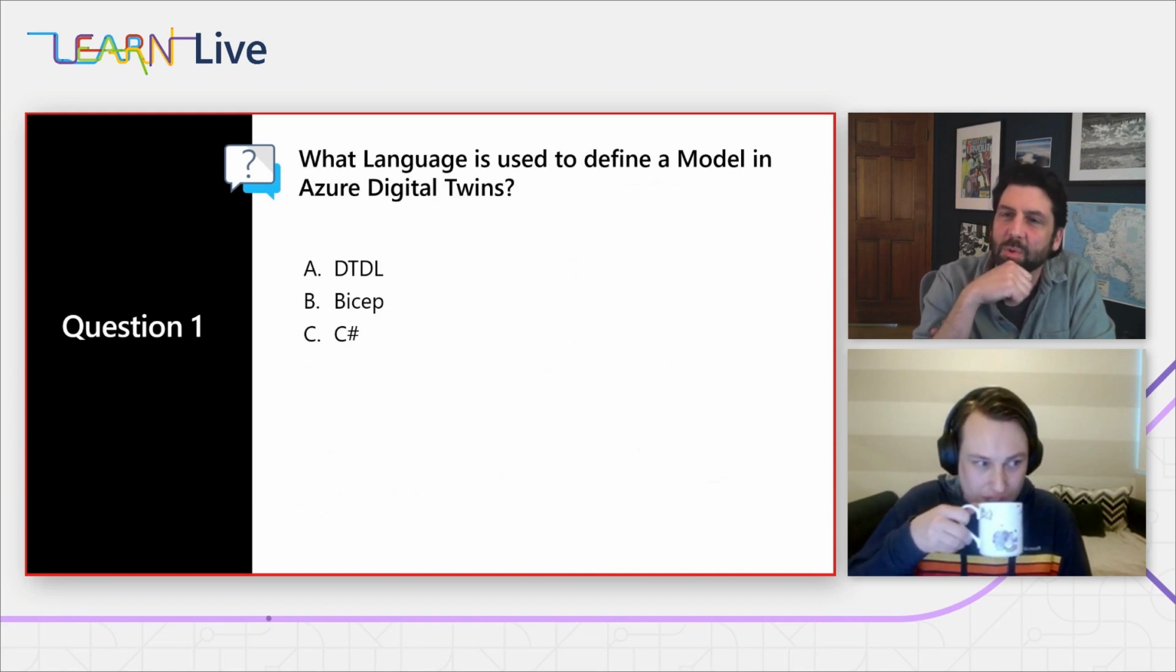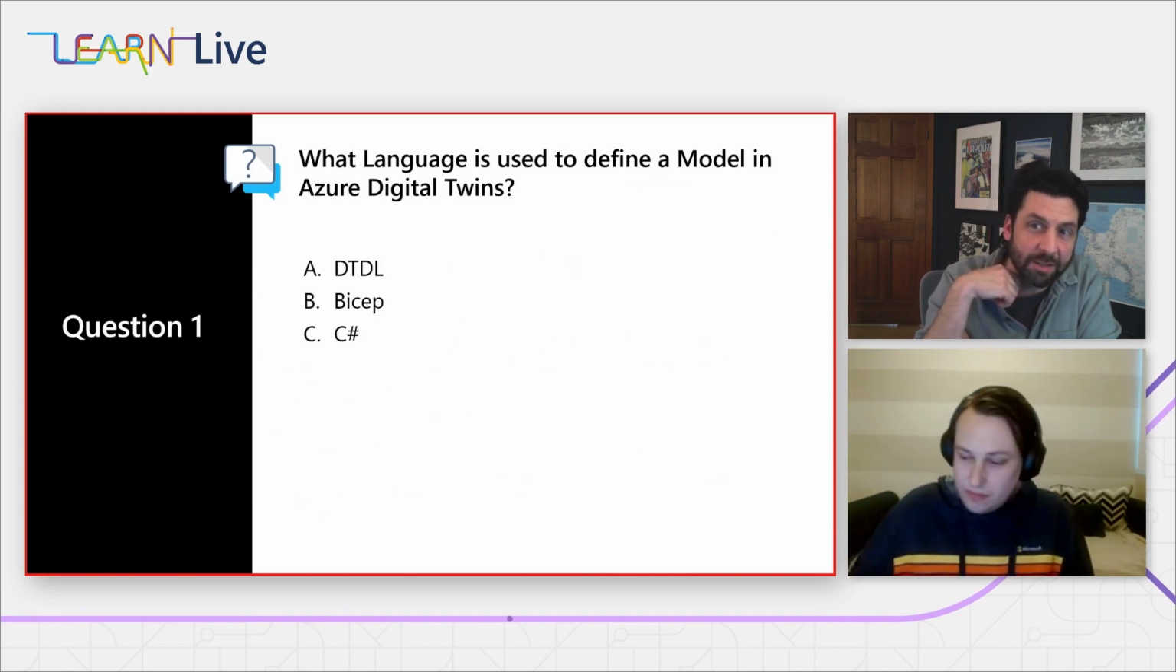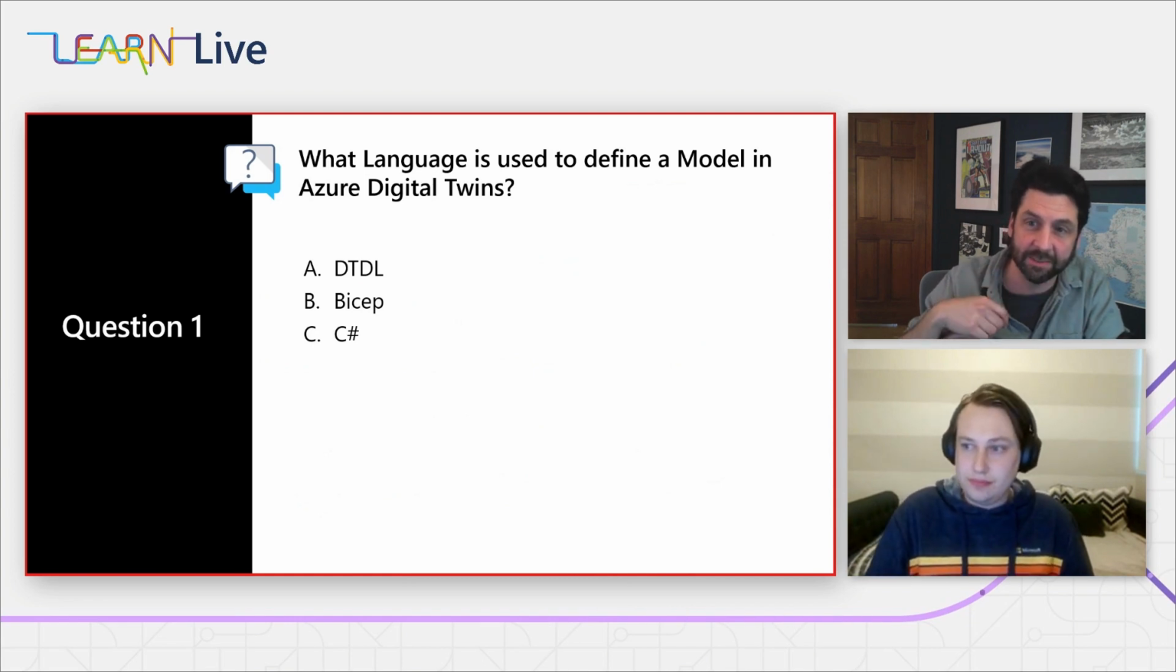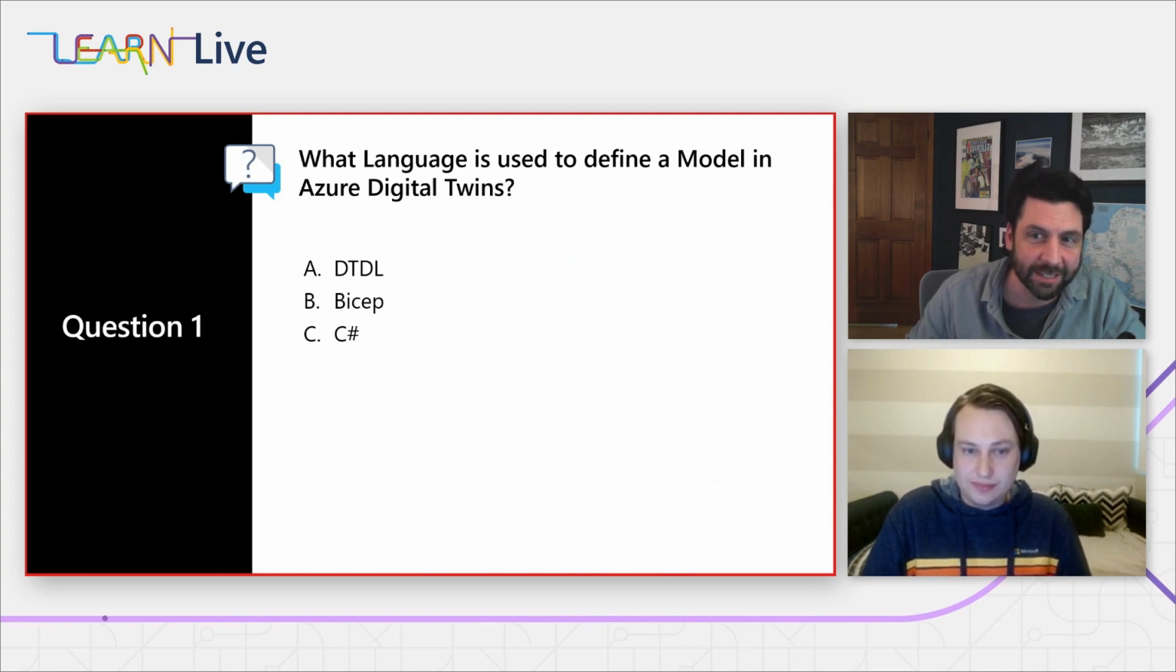I'll read it. What language is used to define a model in Azure Digital Twins? Is it A, DTDL? Is it B, Bicep? Or is it C, C#?